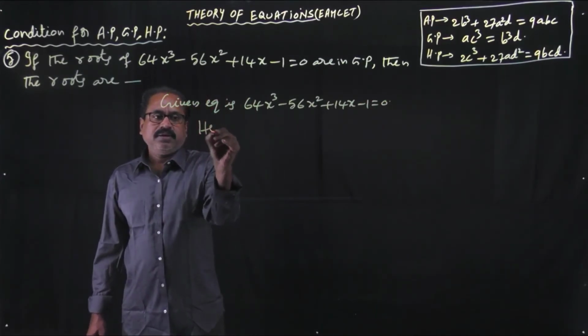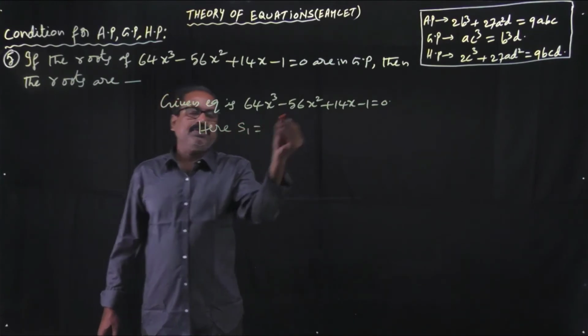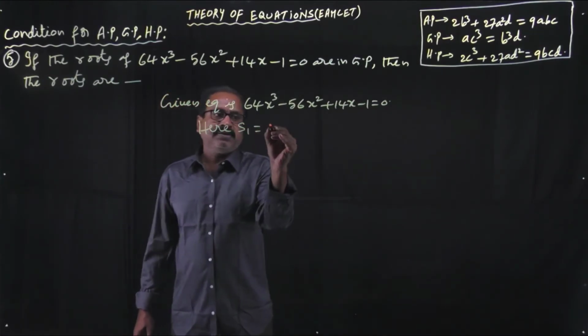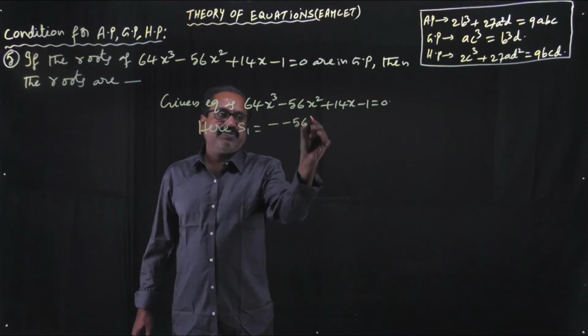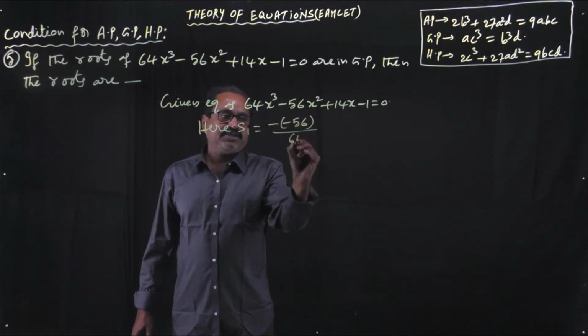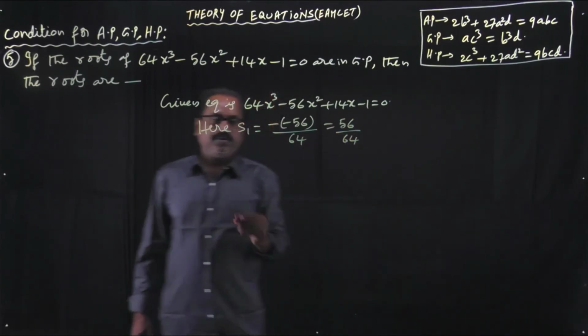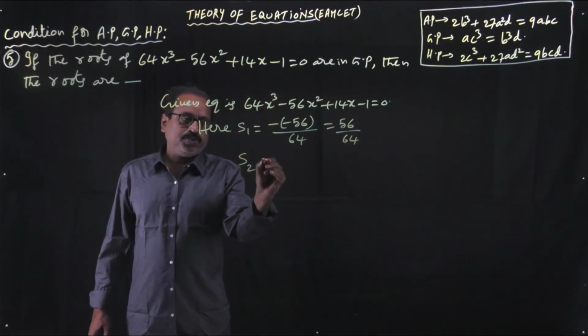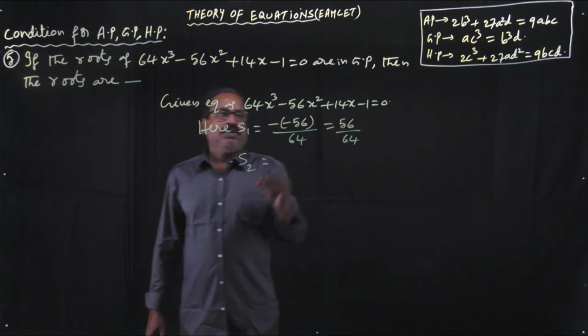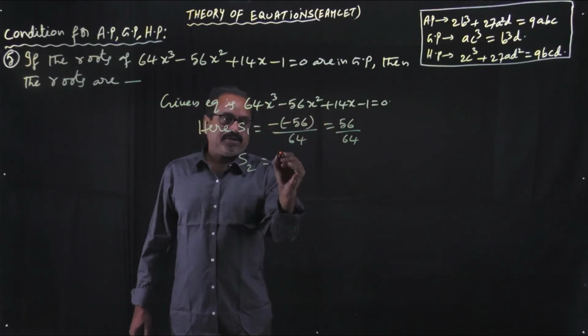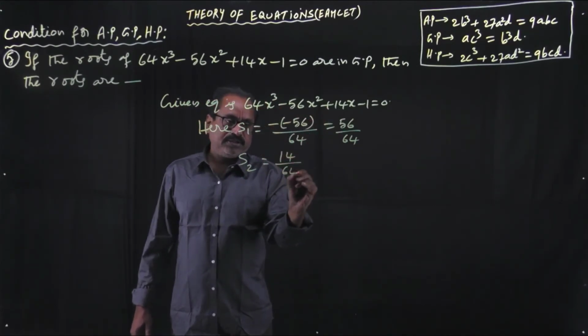Here S1 is equal to minus A1 by A0, minus of minus 56 by 64, that is equal to 56 by 64. S2 is equal to A2 by A0, 14 by 64.